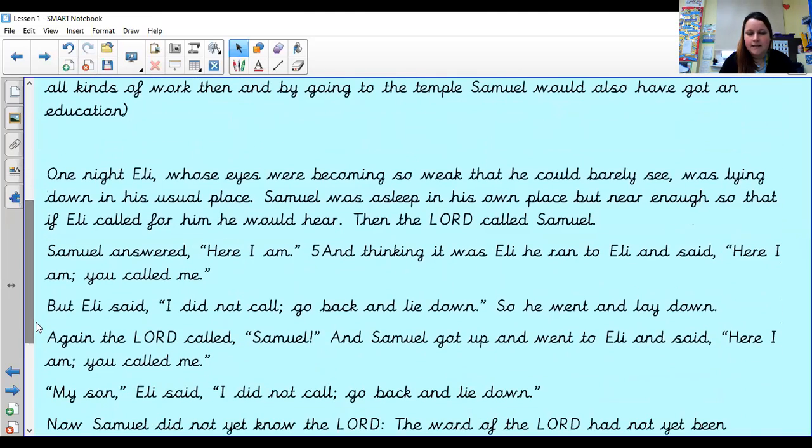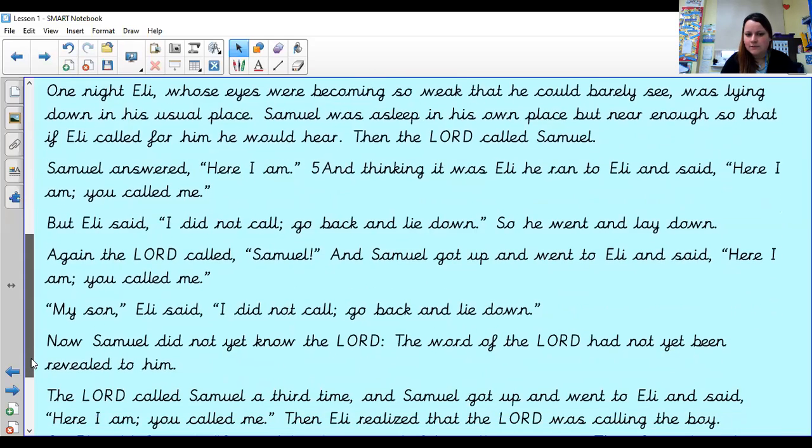One night, Eli, whose eyes were becoming so weak that he could barely see, was lying down in his usual place. Samuel was asleep in his own place, but near enough so that if Eli called for him, he would hear. Then the Lord called Samuel. Samuel answered, "Here I am." And thinking it was Eli, he ran to Eli and said, "Here I am, you called me." But Eli said, "I did not call. Go back and lie down." So he went and lay down.